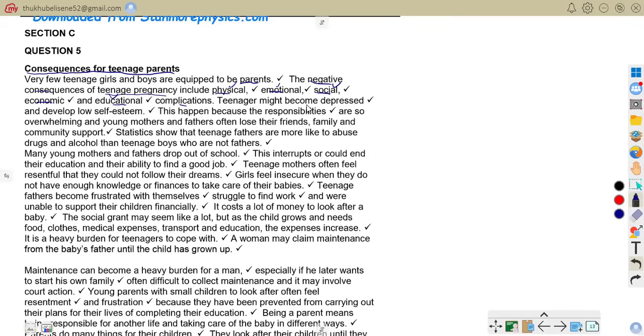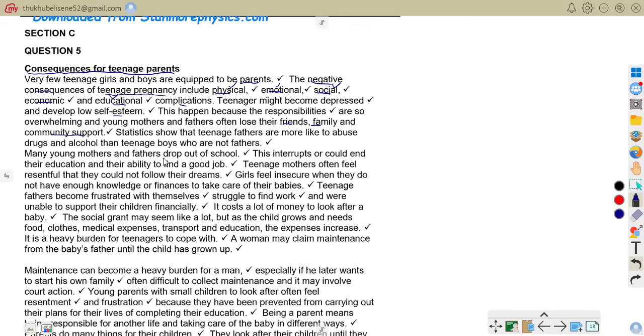So a teenager might become depressed and develop low self-esteem. This happens because the responsibilities are so overwhelming, and young mothers and fathers often lose their friends, family, and community support, like we have talked about with social. Studies show that teenage fathers are more likely to abuse drugs and alcohol than teenage boys who are not fathers. That's true.